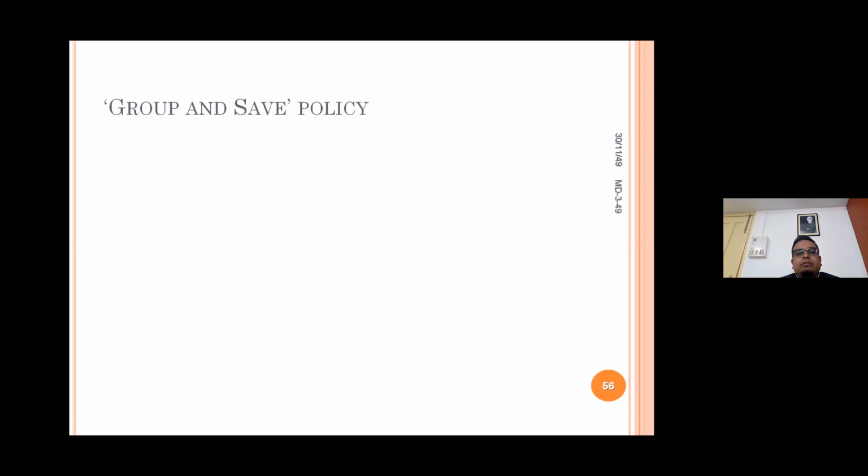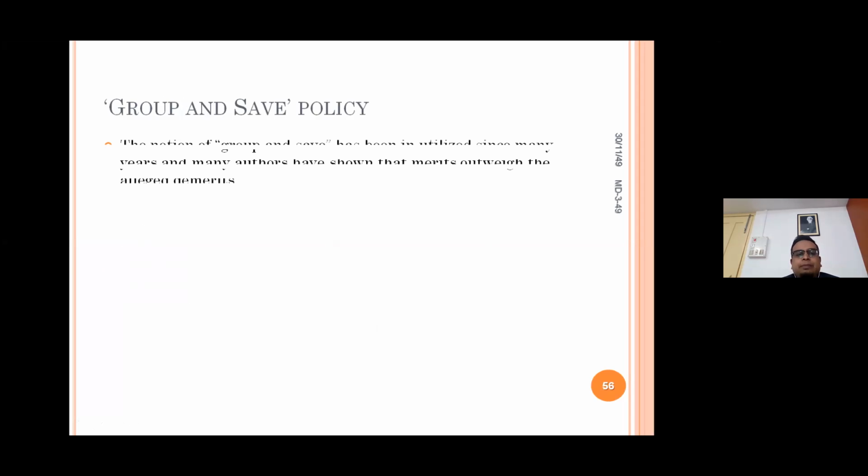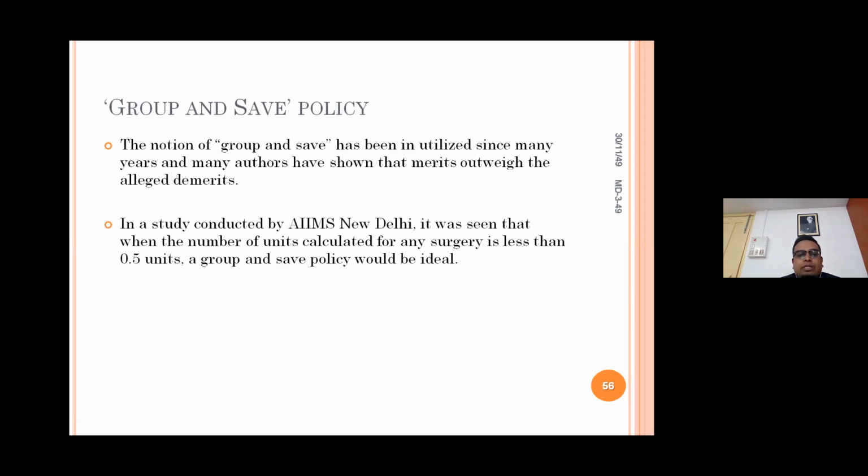So what you can then do is adopt a group and save policy. The notion of group and save policy has been utilized for many years, and many authors have shown that the merits outweigh the alleged demerits. There was a study conducted by AIIMS New Delhi, and it was seen that when the number of units calculated for any surgery is less than 0.5 units, a group and save policy would be ideal.